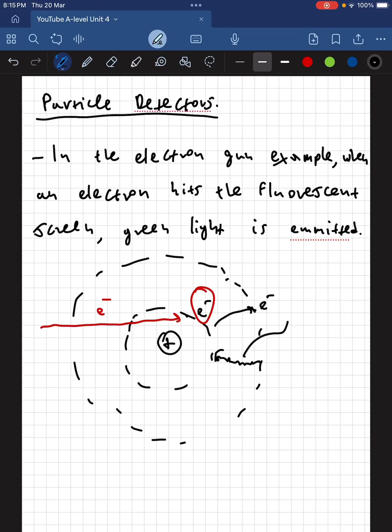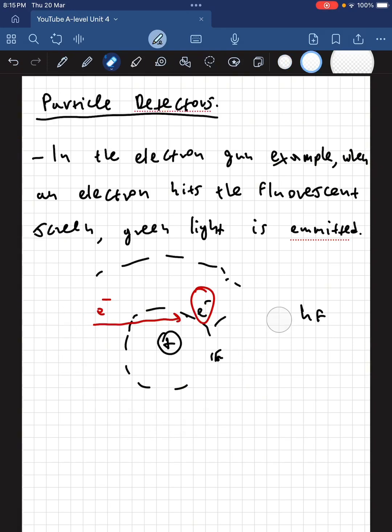This is something you have probably seen in the photoelectric effect. That photon is going to have an energy of h, Planck's constant, times its frequency. Did I say electron? Photon. And this is what we see in a fluorescent screen. So the basic principle for detecting subatomic particles is ionization.